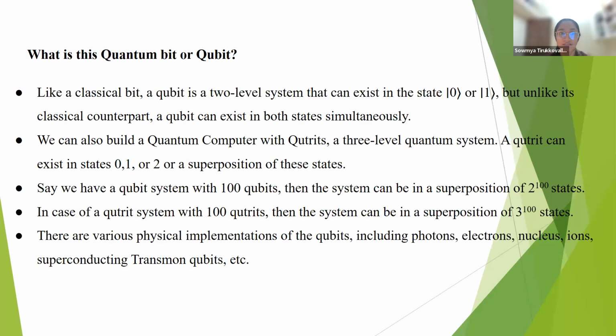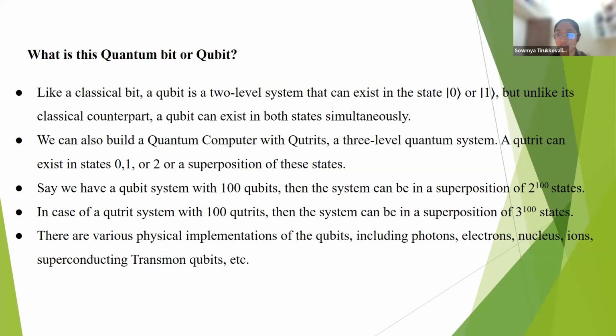Like a classical bit, a qubit is a two-level system that exists in a state 0 or 1, but unlike its classical counterpart, a qubit can exist in both states simultaneously. We can also build a quantum computer with qutrits, which is a three-level quantum system that can exist in state 0, 1, or 2, or a superposition of these states simultaneously.